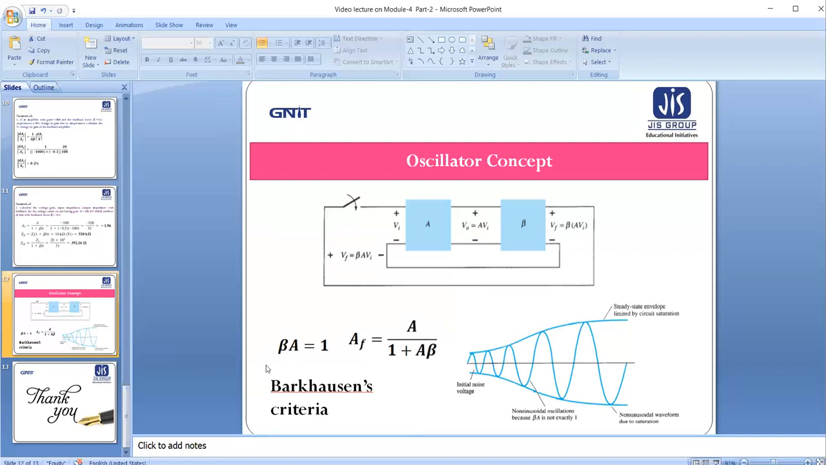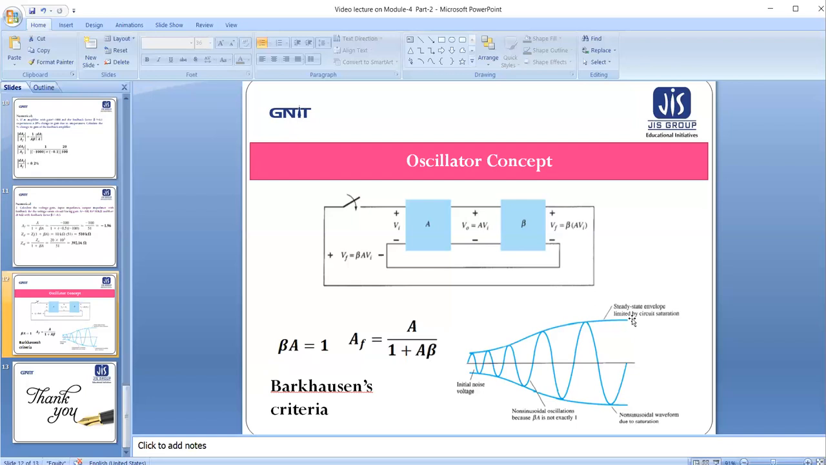Practically, we first set beta A greater than 1. So any noise signal will produce some measurable output, and since beta A is greater than 1, the signal will keep increasing. So that is not a stable sine wave, but due to the circuit saturation, the sine wave becomes saturated. It is one concept.